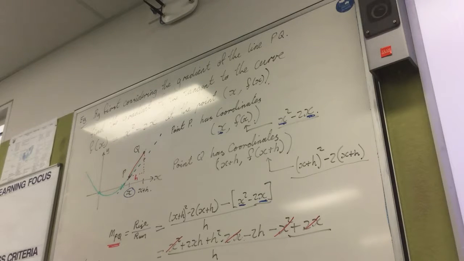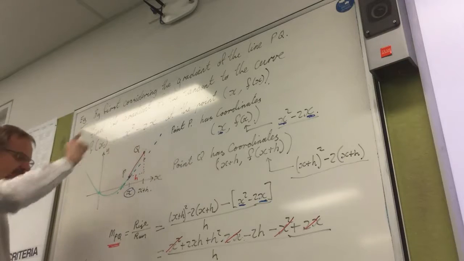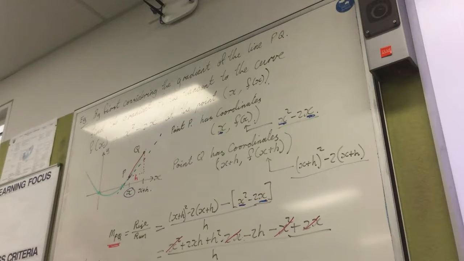So this little expression here, 2x minus 2, is the gradient of the tangent to the curve, anywhere on the curve. So if you have a particular x value, say 3, you would just substitute 3 in there to find the gradient. And it's also known as the derivative.